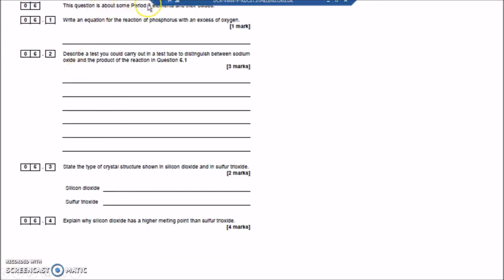Question 6 is about some period 3 elements and their oxides. Write an equation for the reaction of phosphorus with an excess of oxygen. Well, you need to know that phosphorus is P4 and P4O10 is phosphorus oxide.